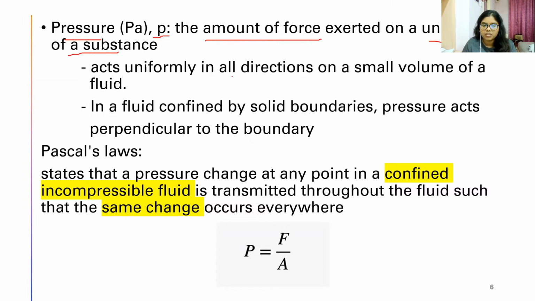Pressure acts uniformly in all directions on a small volume of fluid. In a fluid confined by solid boundaries, pressure acts perpendicularly to the boundary. So let's see our Pascal's law here. Pascal's law states that a pressure change at any point in a confined incompressible fluid is transmitted throughout the fluid such that the same change occurs everywhere. So that is why we get our equation here. Pressure is equal to force per unit area.